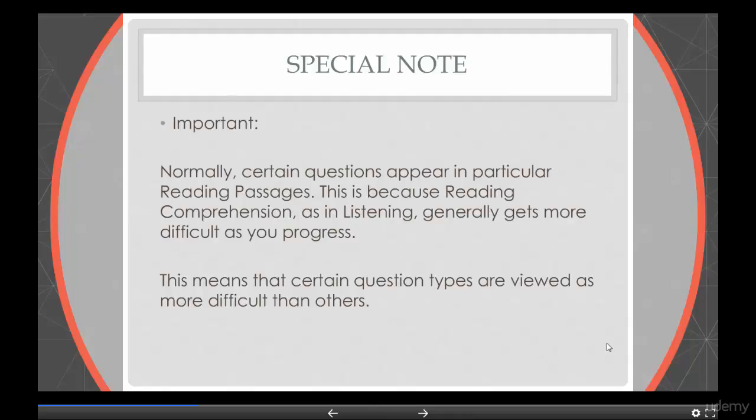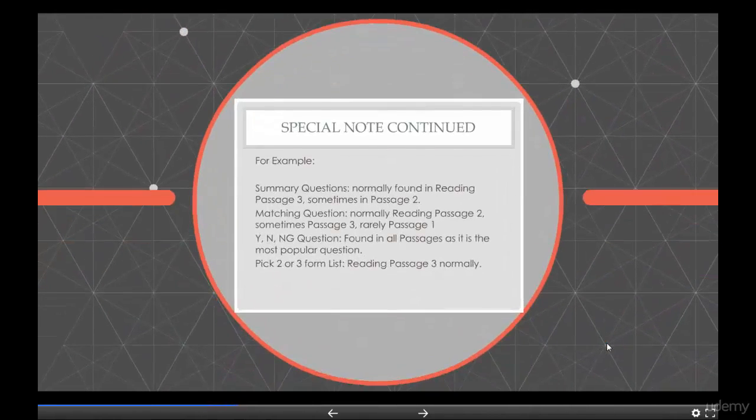Normally, certain questions appear in particular reading passages. This is because in general, reading comprehension gets more difficult as you're going through the reading passages. Most of the time, reading passage number 3 is going to be much more difficult than reading passage number 1. All right? And certain types of questions are viewed as more difficult than others. So some question types you're going to see more in reading passage number 3 than you would in reading passage number 1. For example, it's very rare that you will see a summary question in reading passage number 1. Normally, a summary question is going to be found in reading passage 2 or reading passage 3. So, like I said, that's most of the time, and that's in general.